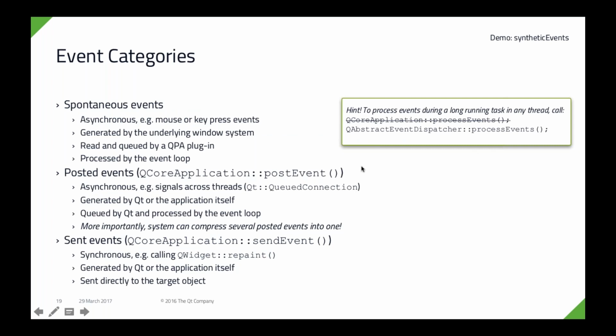Okay, so there are several types of events available in Qt. We have spontaneous events. So from the system, we'd have an asynchronous mouse or a key press event, and that's processed by the event loop. We can also post events, and we can send events, so we can use the QApplication to post events back to a system if we need to.